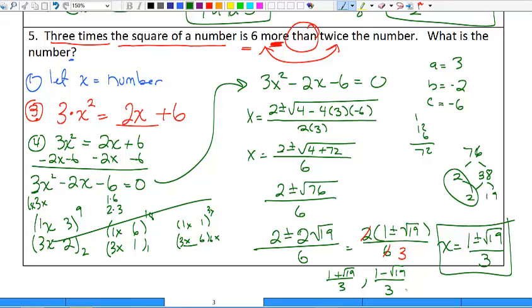I'm going to leave you to go ahead and check that on your own. You don't necessarily need to check, but make sure that you answer with your units. And there's no units shown here, so I think I am good.